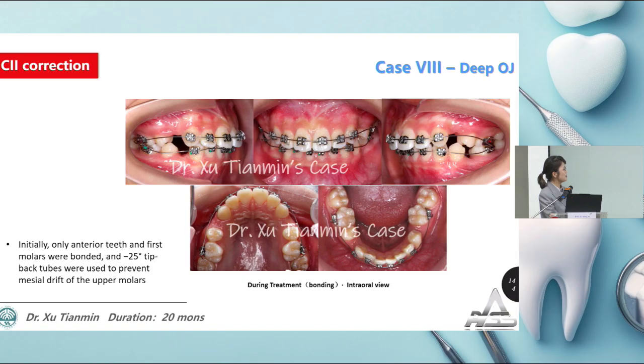Initially, only anterior teeth and the 6 were bonded, and we used the T-back tube to prevent mesial drift of the upper molars.